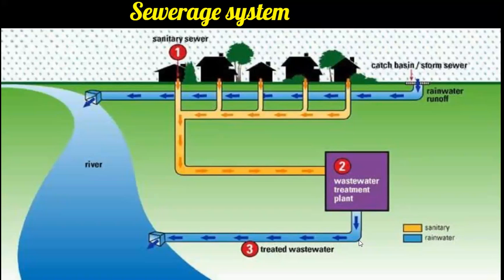And there is one more type of sewer. The name of the sewer is storm sewer. And the storm sewer starts with the catch basin. Catch basin allows the rainfall to directly go into the storm sewer and is let into the river without treatment. Now let us learn about wastewater treatment plant in detail.